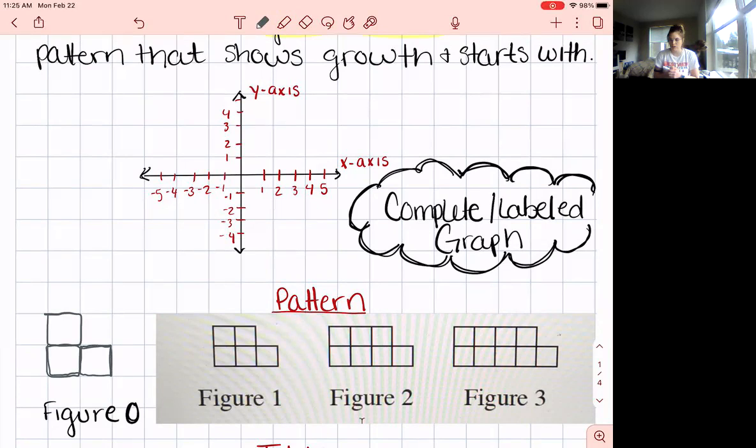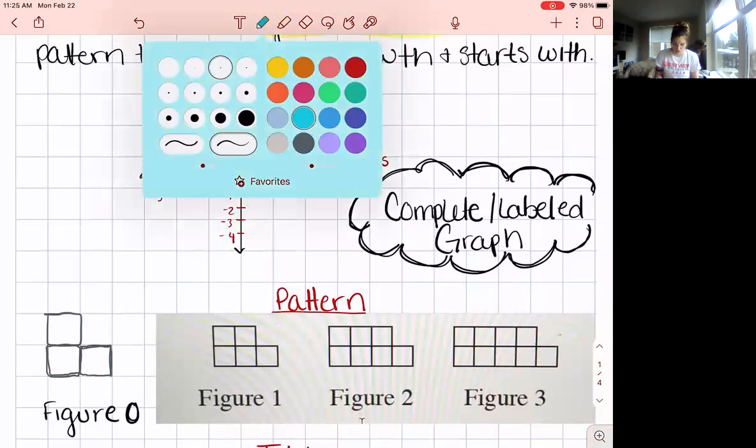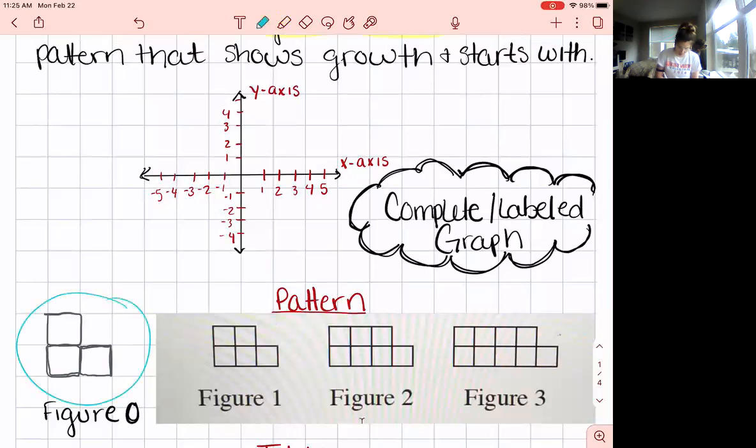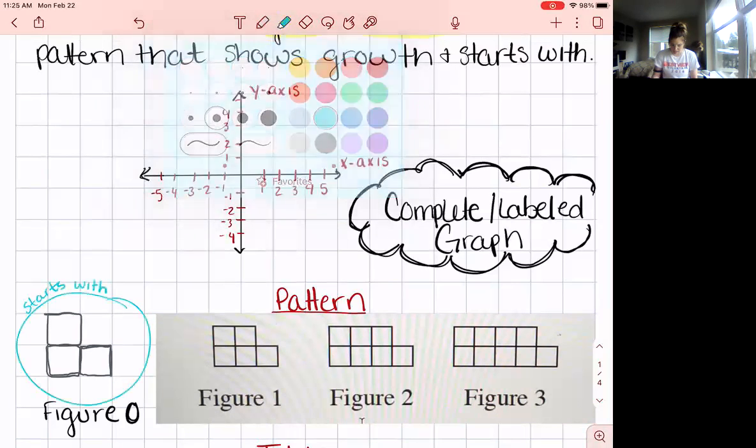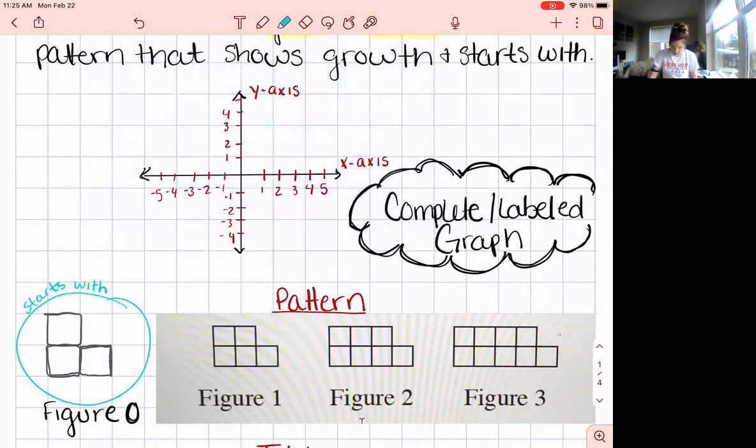Figure 0. Okay, so if I want to show starts with and growth, we always are going to practice circling our starts with. So here is your starts with, right? It's always figure 0, never figure 1, always figure 0. And then our growth, we're going to do by highlighting. So what I see as growth here is I'm adding these 2 on the end every time. So I've got starts with and growth in this pattern.